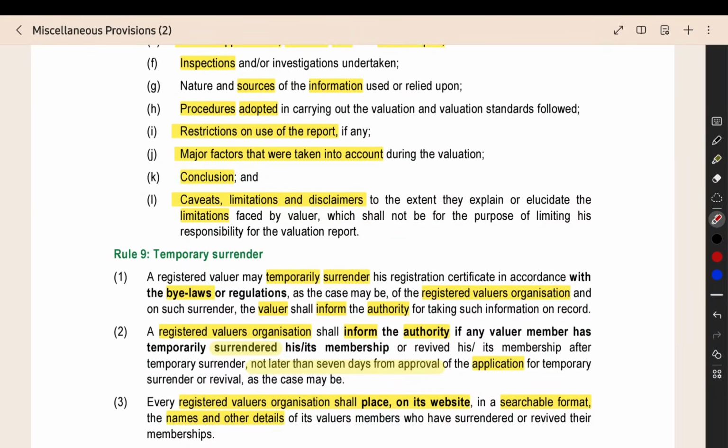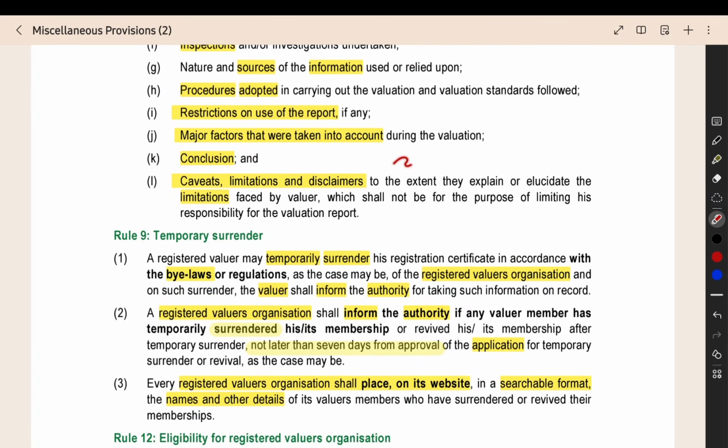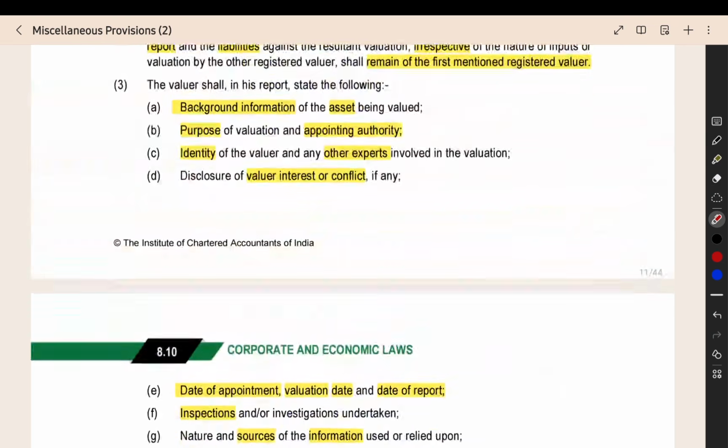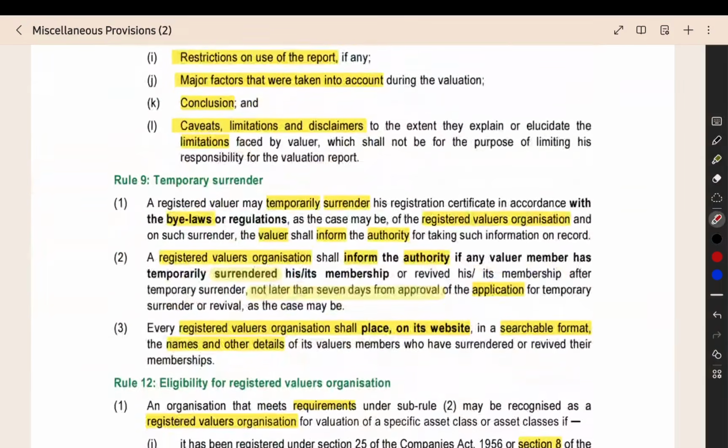Conclusion, then what are all the factors you took into account, like key audit matters. Here also, what are all the key matters that you took into account when doing the valuation. So other limitations, caveats, everything you have to give in the report. So these are all the contents of the valuer report, the valuation report.